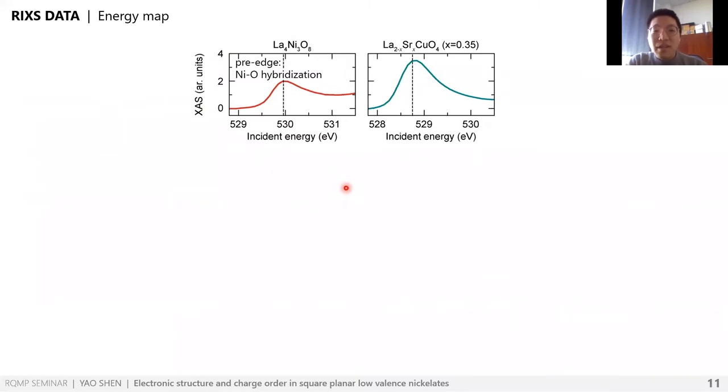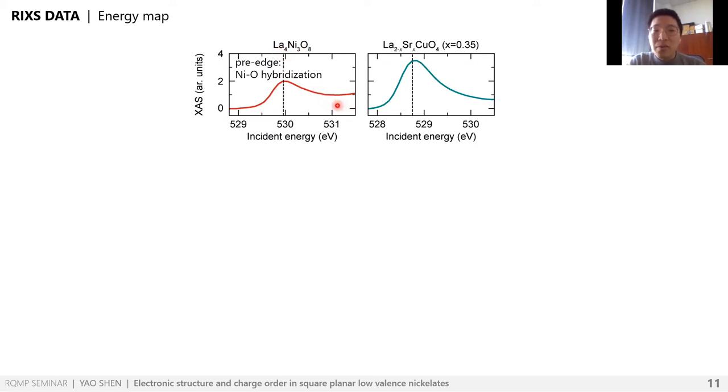So now let's look at the data. But before we go to the RIXS data, first we check the X-ray absorption. When we measured the nickelate 438, we also measured LCO with a similar hole doping. So it's 0.35 hole doped. It's comparable to the hole-doped nickelate, so for a direct comparison.